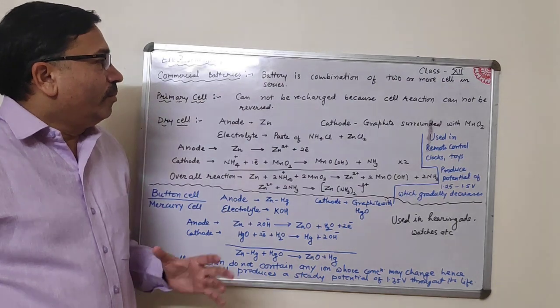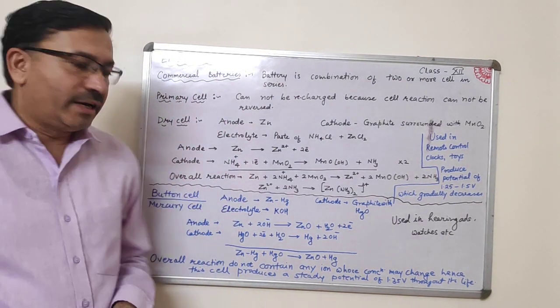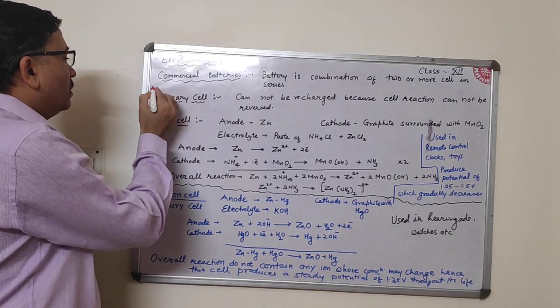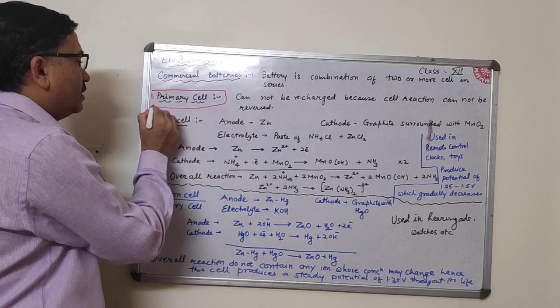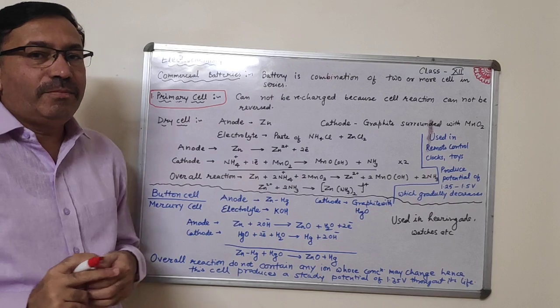All these batteries or cells are classified into three categories. The first category is the primary cell, and we will be discussing the primary cell first with its examples.